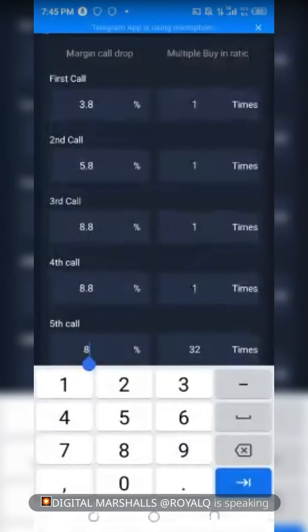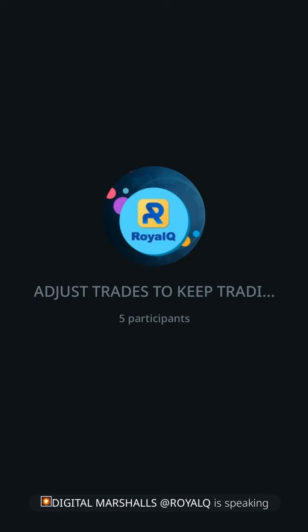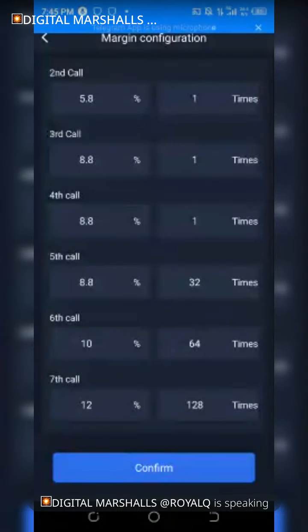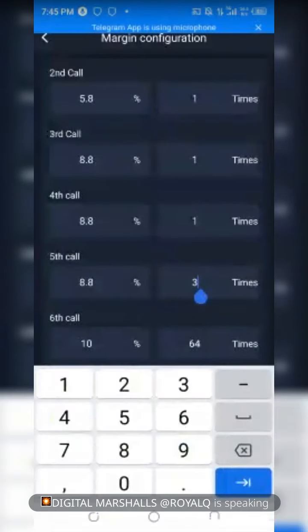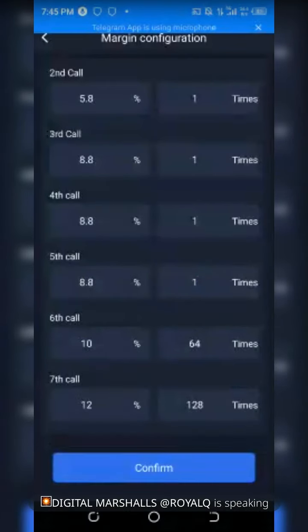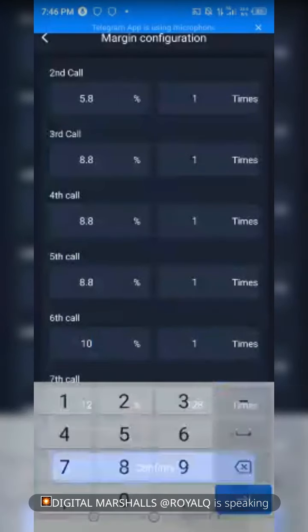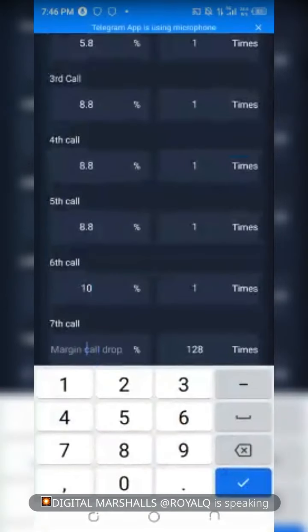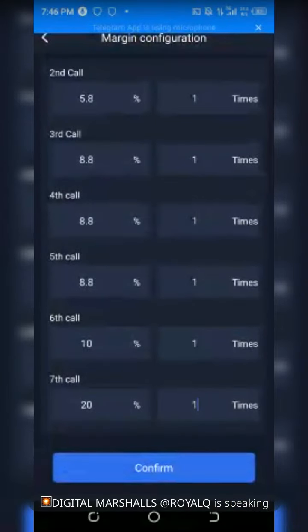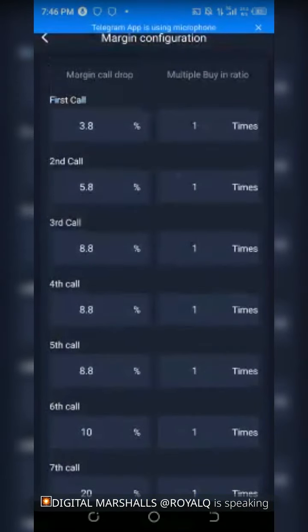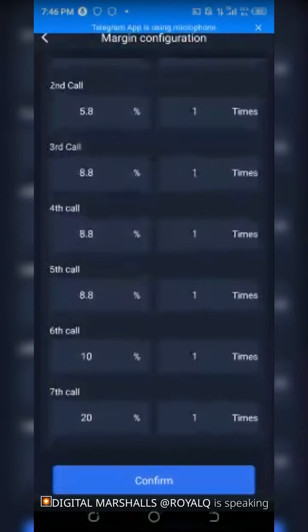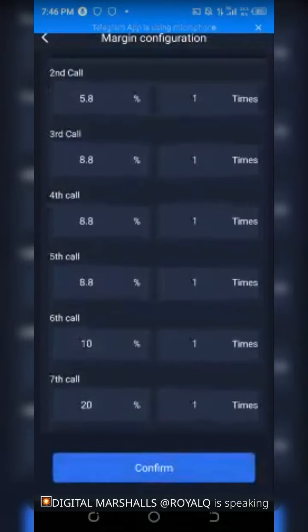So the fifth call is 8.8. You edit it. All these are defaults. You need big money to trade this default. So since we are trading in 160, we have to edit it to our capital allocation. Good. So here we made it 10, and here we made it 1. Then the last call, we made it 20. This should help us in case there's a sudden market dip, so that everything will just be in order. So this is how we set it. You just scroll and be sure everything is well set. Then you click on confirm.